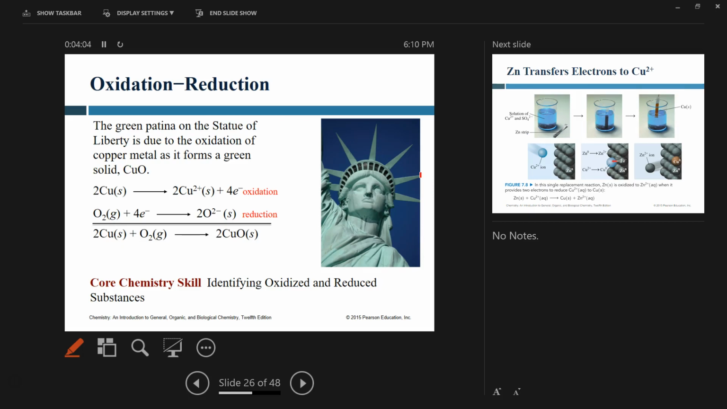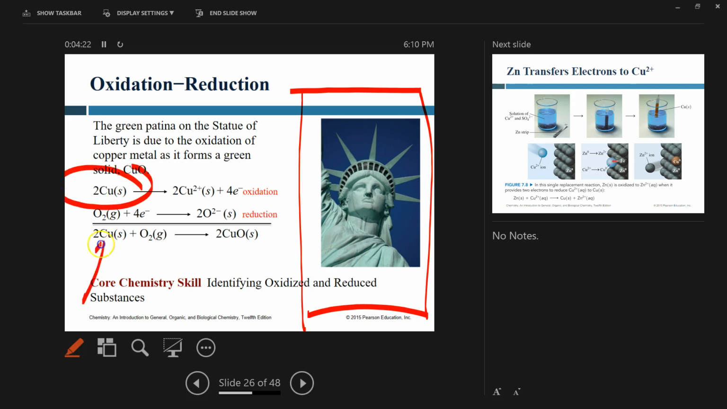For instance, the green color of the Statue of Liberty, as well as the green patina on any bronze statue, is the product of the oxidation of copper. Copper is oxidized by oxygen, which is reduced, and the final product is copper 2 oxide.